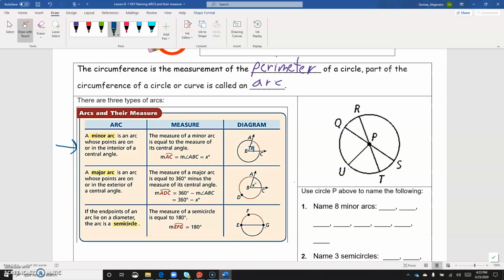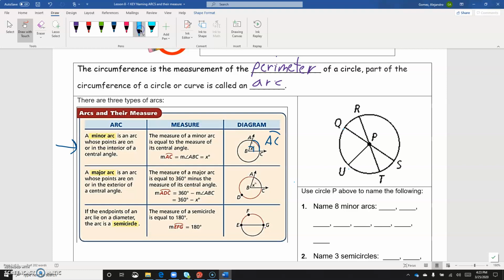Now, the minor arc is going to be AC. So AC is going to be the minor arc. The reason why it's called a minor arc is because it's less than 180. And we use two letters to name the minor arc. So AC. Remember, less than 180, minor arc.